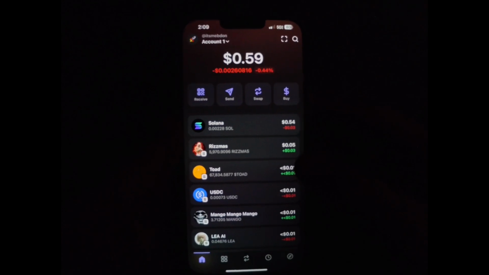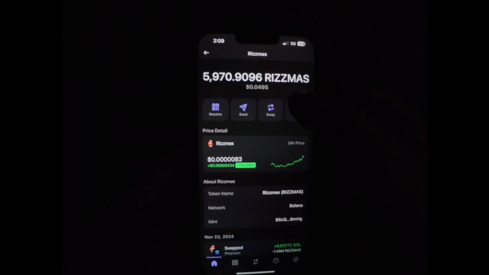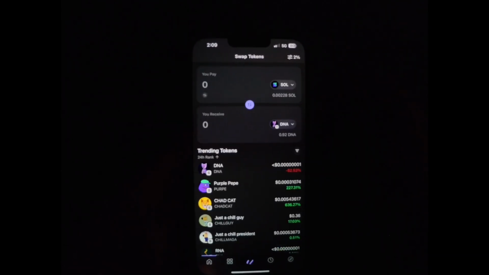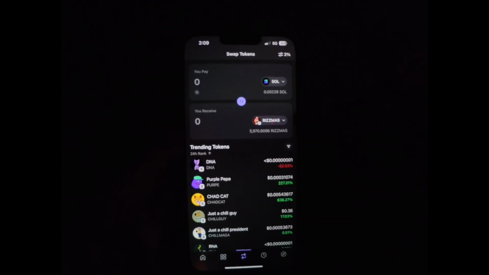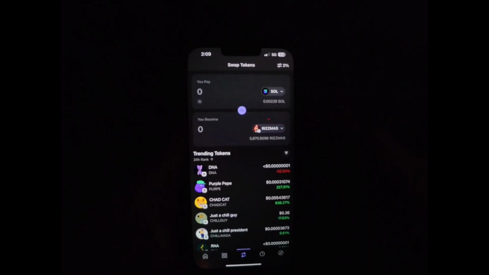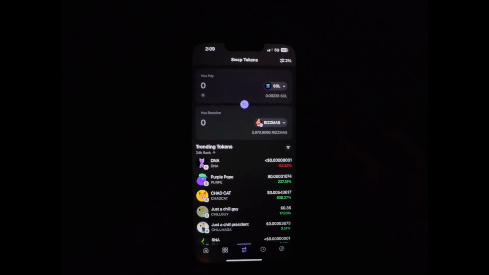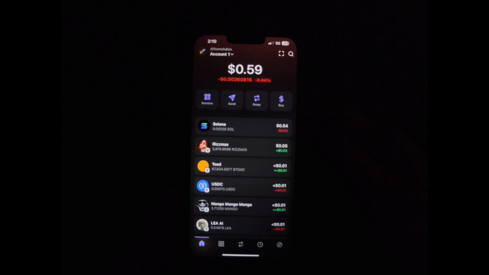So in order to trade your meme coins, say you want to go get Rismas and you want to swap, basically you're swapping cryptocurrencies. So you're going to pay Solana for Rismas and you can put in an amount and it'll do it. There's going to be a small fee taken out, but hopefully you guys are doing some good trades and the tiny fee that they take out isn't going to impact too much.